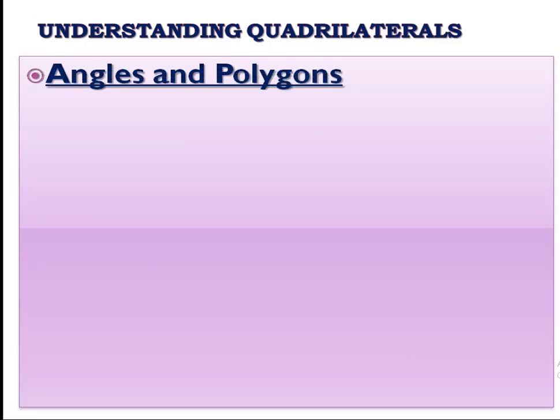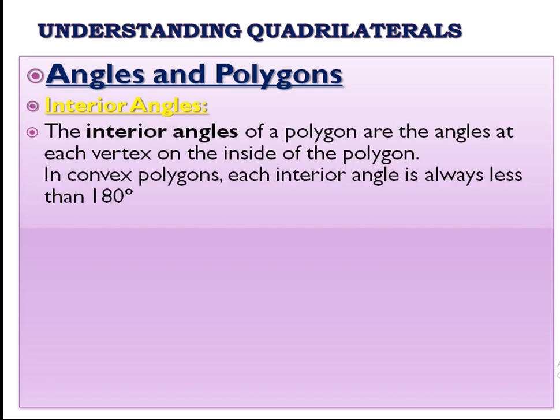Now, angles and polygons. First, interior angles. What are interior angles? Here it is. The interior angles of a polygon are the angles at each vertex on the inside of the polygon. In convex polygons, each interior angle is always less than 180 degrees. Okay, student.